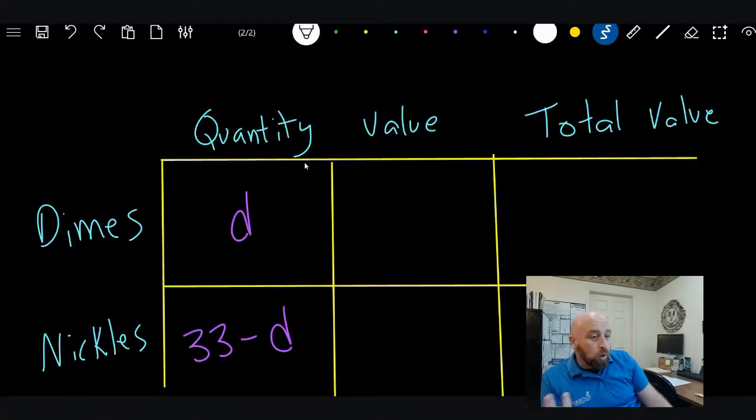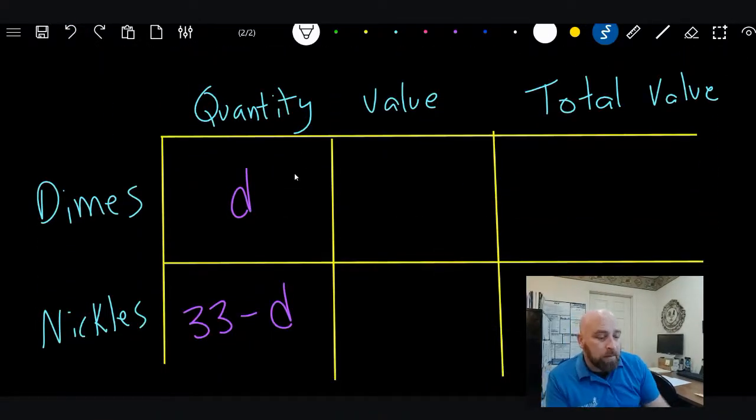Now, the value. What is the value of a dime? Well, it is 10 cents, 0.10.